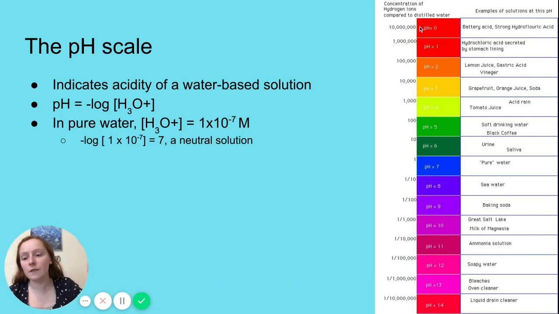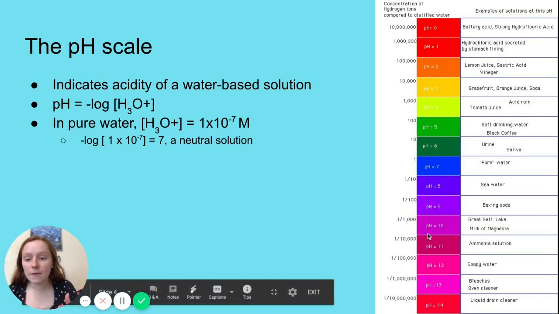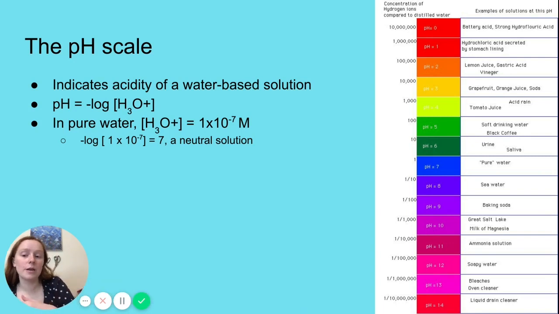As the concentration of H plus increases, the pH is going to go down. So you can see right up top here, concentration of hydrogen ions compared to distilled water. At 10 million compared to distilled water, that's a huge amount of H plus. Your pH is 0, and that's going to be stuff like super strong hydrofluoric acid, battery acid, that kind of thing.